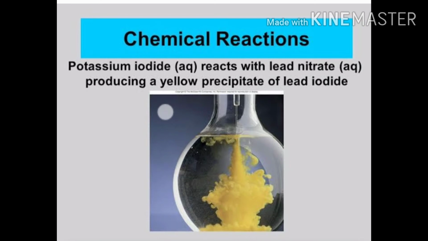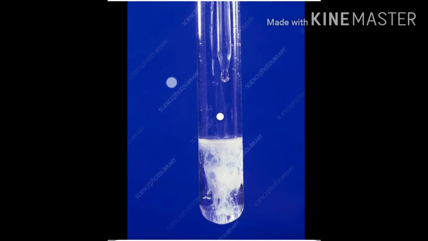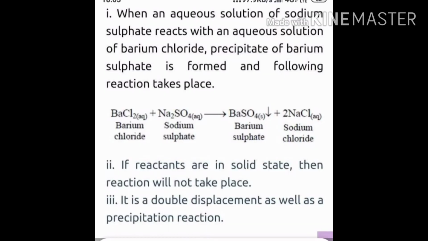For example, potassium iodide solution reacts with lead nitrate solution, producing a yellow precipitate of lead iodide, and potassium nitrate solution is formed. When aqueous solution of barium chloride is mixed with aqueous solution of sodium sulfate, then white precipitate of barium sulfate is formed with sodium chloride, which is soluble in water.